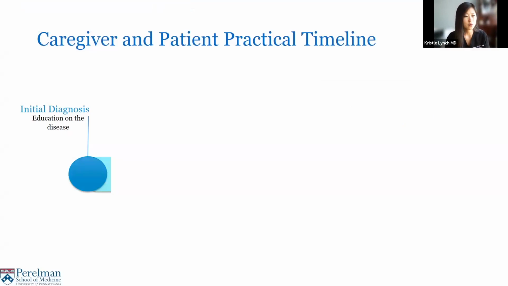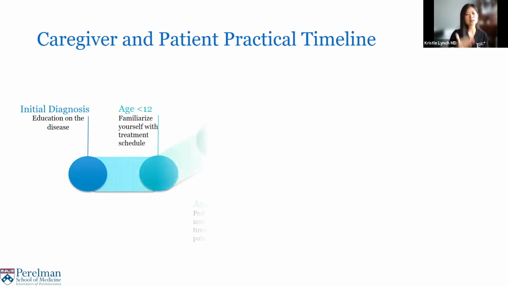So, just a brief practical caregiver and patient timeline. This doesn't summarize everything, but I wanted to point out things in a nutshell. Initially, when you or your child is diagnosed, really educate yourself on the disease. And when the child is younger than 12, really familiarize yourself with the treatment schedule and work that into your child's life.